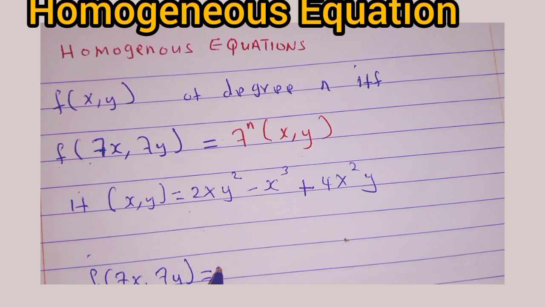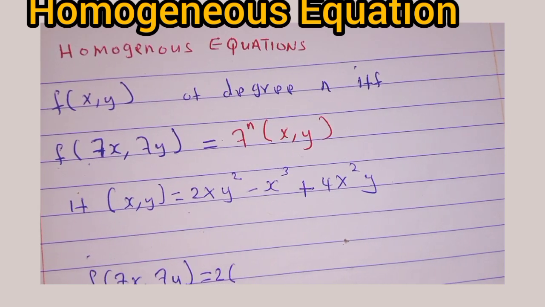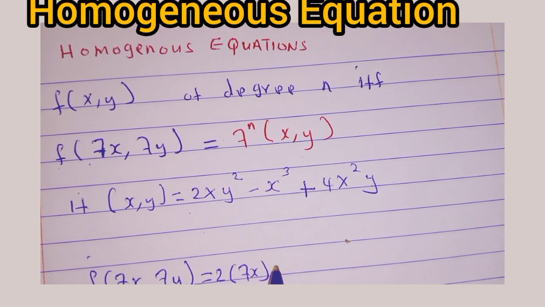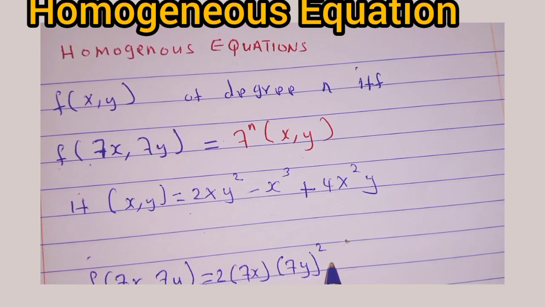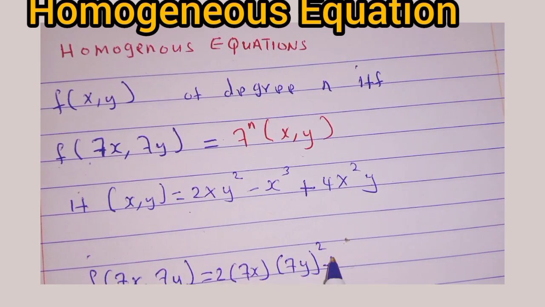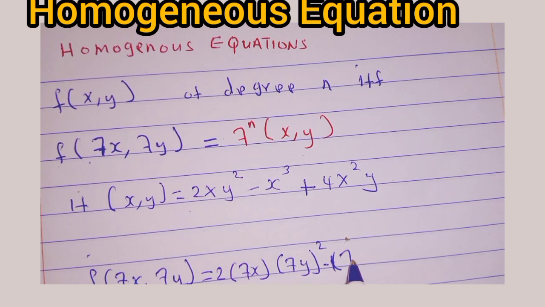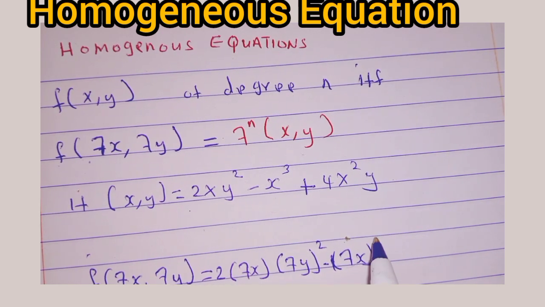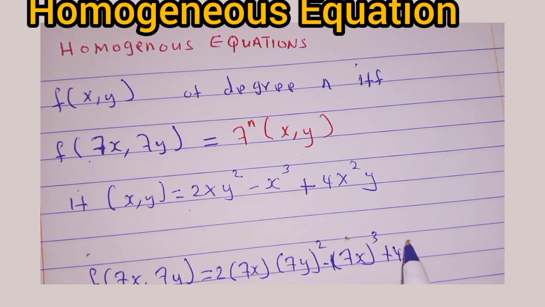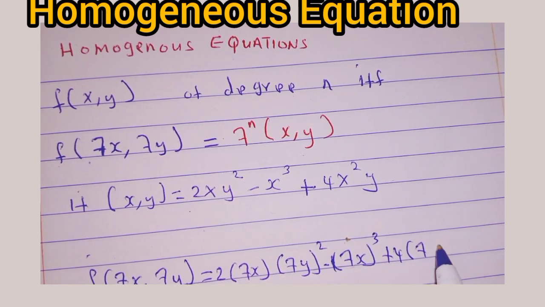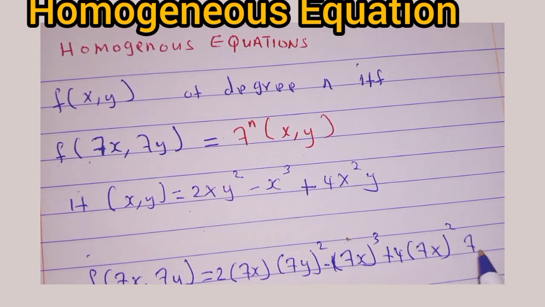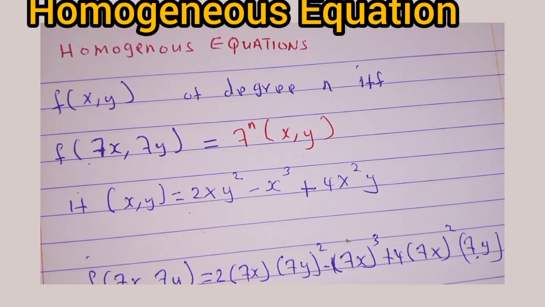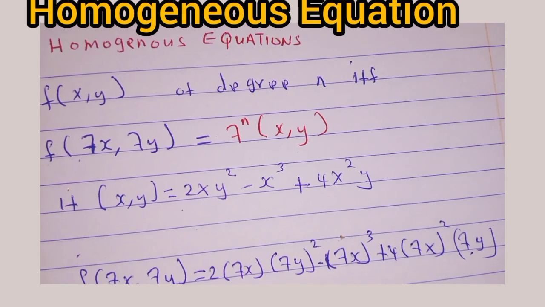So you have 2 into bracket lambda x multiplied by bracket lambda y, then you square that, minus bracket lambda x, then you cube that, plus 4 into bracket lambda x, then you square, we are substituting here, multiplying by lambda y. So that is the first step.